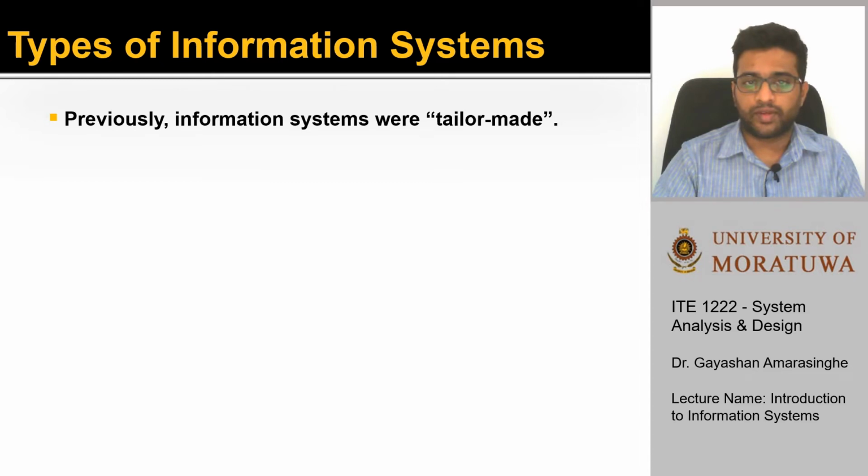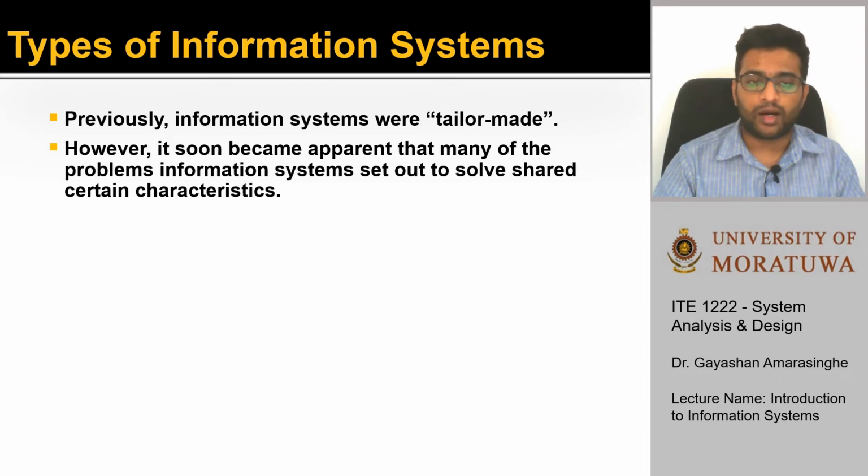In the ancient days of computing, the information systems were tailor-made or built as one-off solutions for a particular problem. However, it soon became apparent that many of the problems information systems set out to solve shared certain characteristics. So as a result, people attempted to build a single system that would solve a whole range of similar problems.